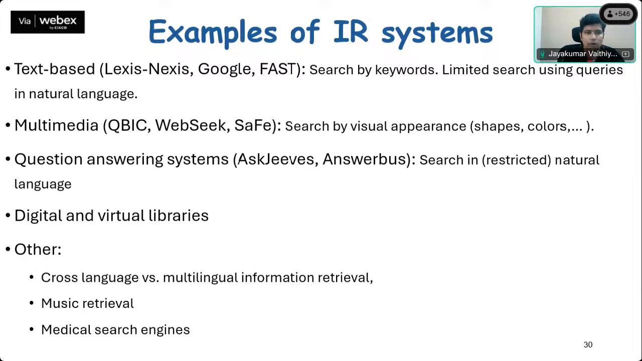Today there are tools like this. Google, Lexis, WebSeek, Safe, Cubic are used for multimedia. These are separate search engines. You can use Answer Bus or AskGs for question and answer, just like ChatGPT. And you can use digital or virtual libraries. Each and every college has some libraries, right?